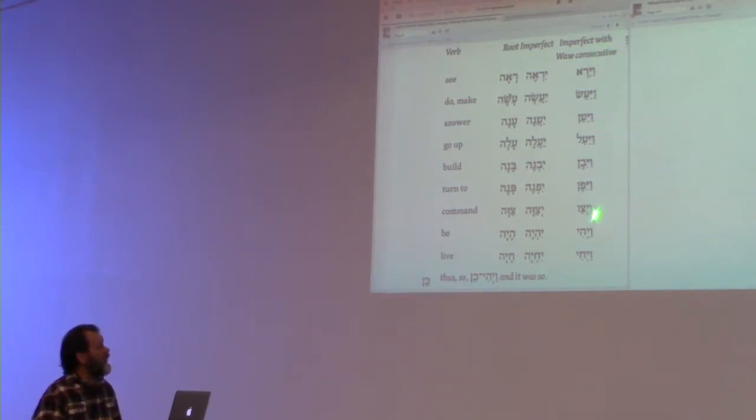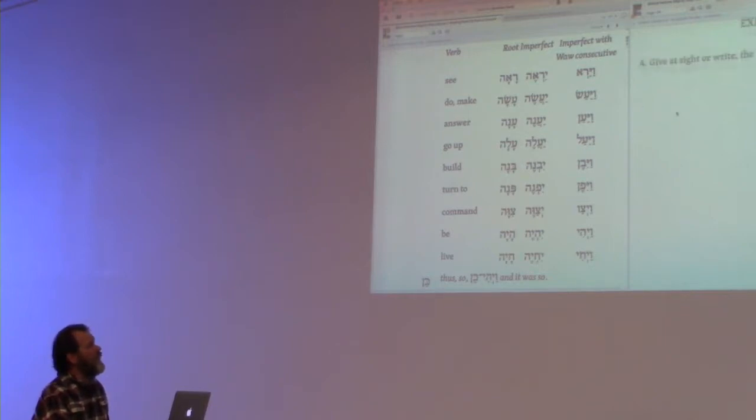And when you see the vav conversive, it's always got primarily the pata under it. You see that? Very important to look at. And also, let me just make mention of this, okay? And every one of you need to do this.